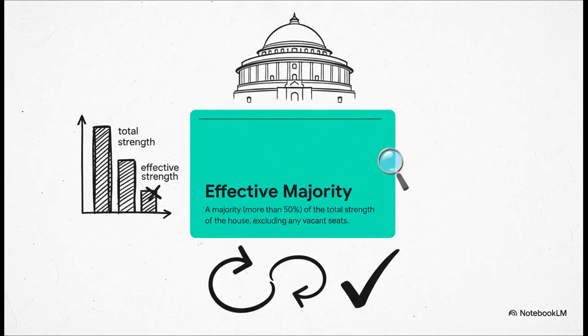So what on earth is an effective majority? It sounds complicated, but it's not. It's not just 50% of whoever shows up to vote that day. Nope, it's a majority of the effective strength of the House. Basically, you take the total number of seats, subtract any that are vacant, and you need more than half of that number to vote yes.